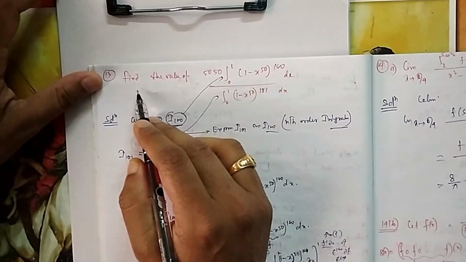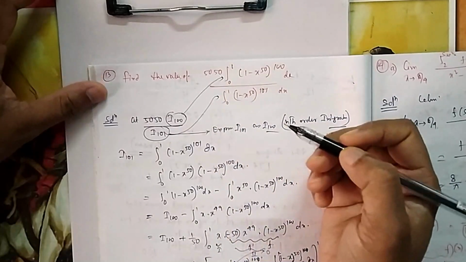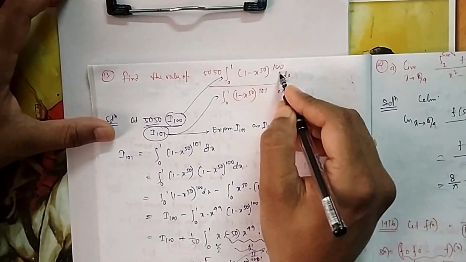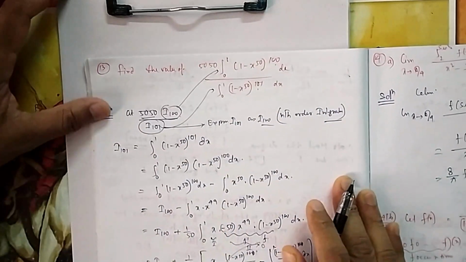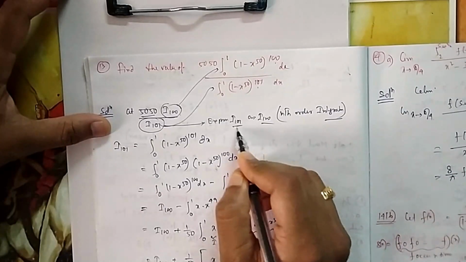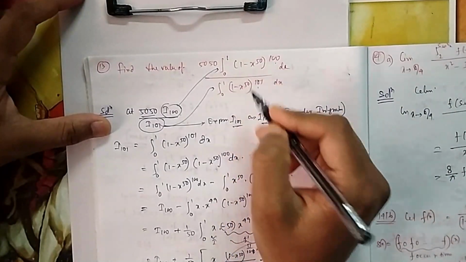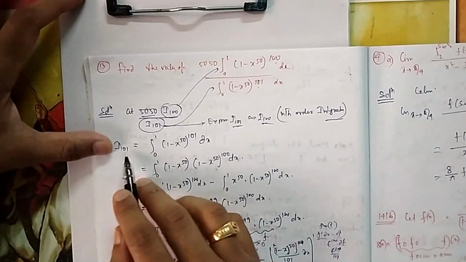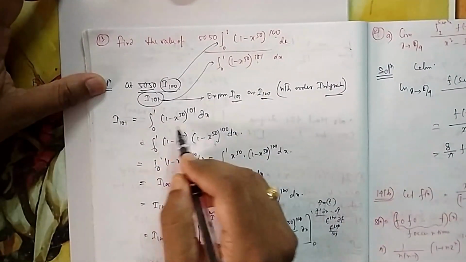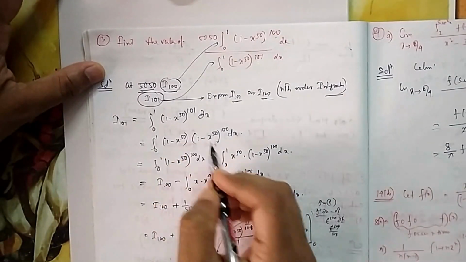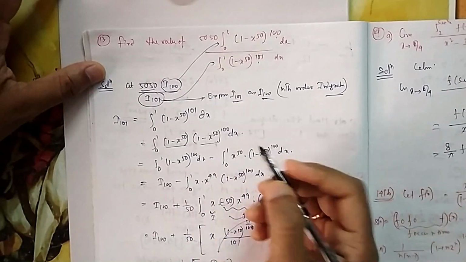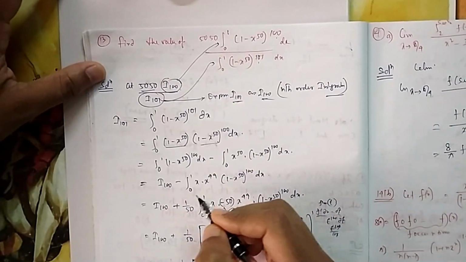Now if you come to question number 13, they are asking to find the value of this one. Suppose I am writing this as 5050, this one I am writing as I100, because it is going up to 100, and this one I am writing as I101. Now you have to link these two, then only you can express I101 in terms of I100 and cancel this out. So if you start with 101, because from 101 you can come to 100, you can take 1 outside and x to the power 50 separately.